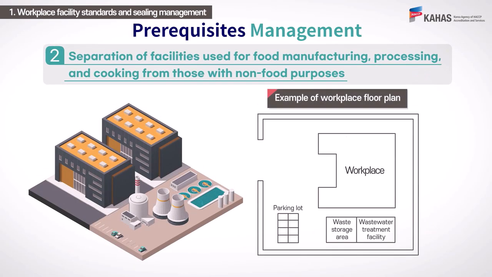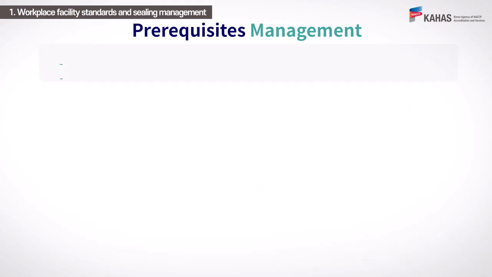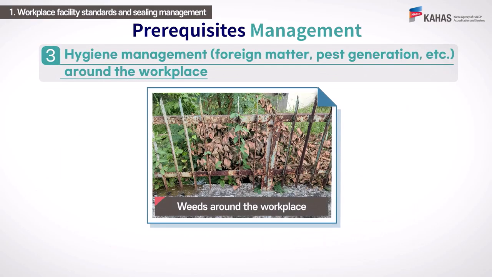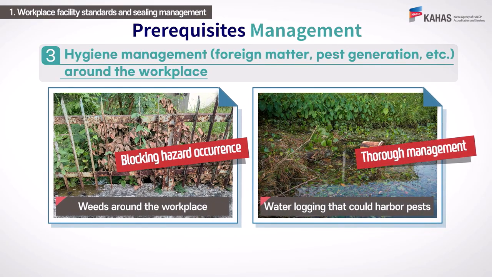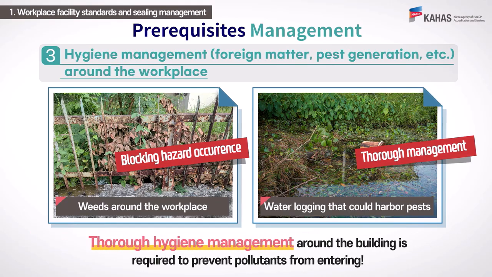Next, we will learn about the separation of facilities. Facilities that manufacture, process, and cook food should be separated from wastewater treatment facilities or waste storage facilities that are used for purposes other than food. Hazards should be removed to ensure that there are no waterlogging, waste, sewage, weeds, or glass around the workplace. In addition, the habitat, breeding, and attractant of pests should be thoroughly managed to prevent pest infestations. Hygiene management around the building is required to prevent pollutants from entering.